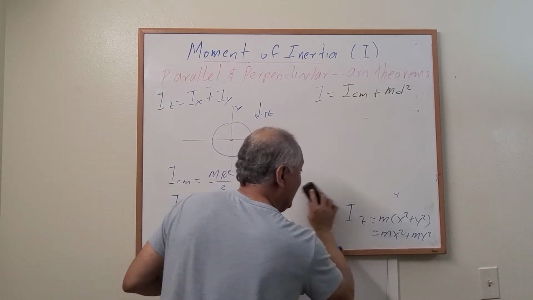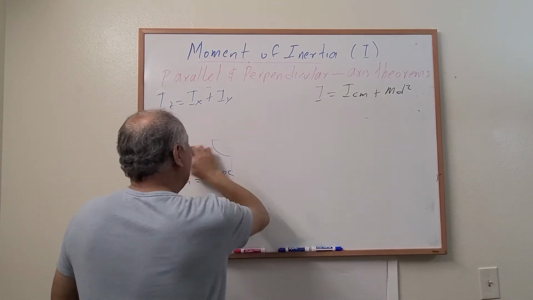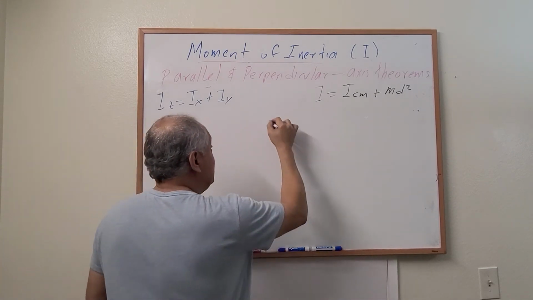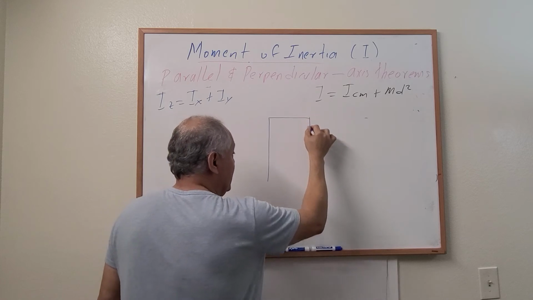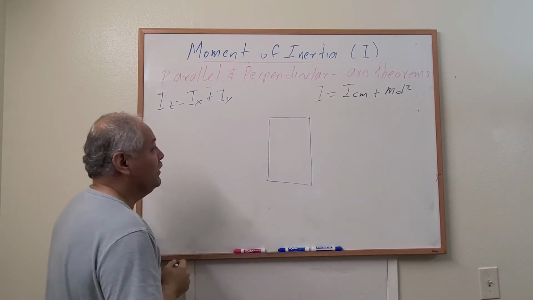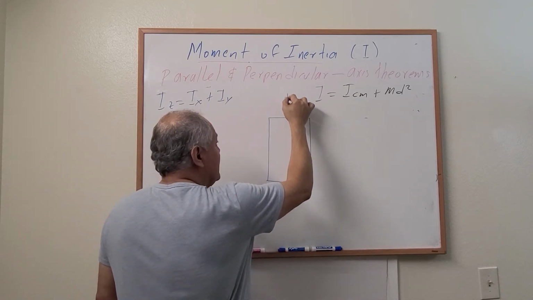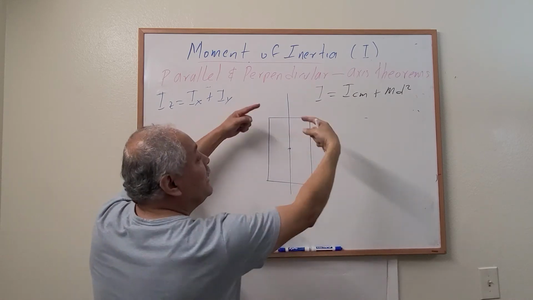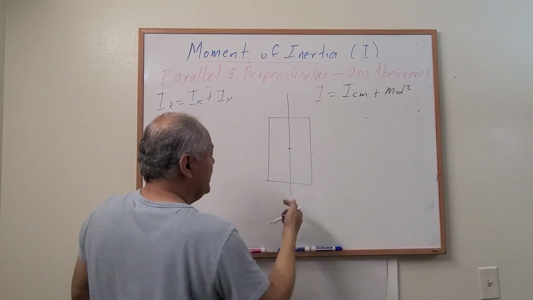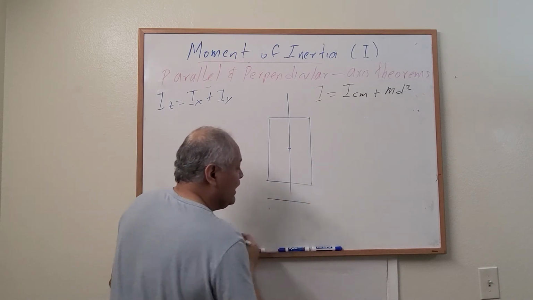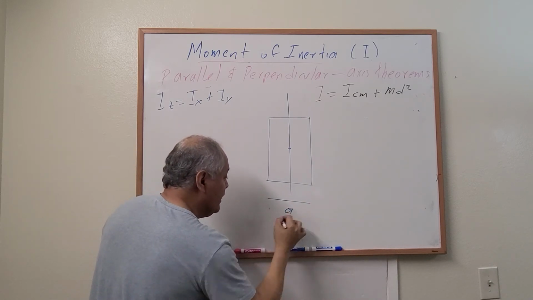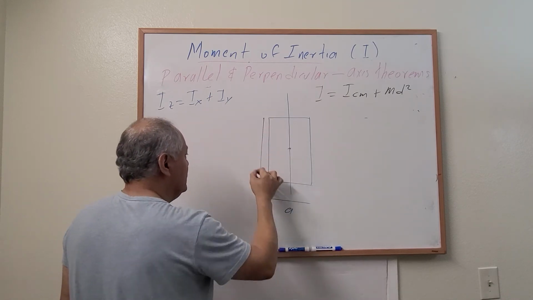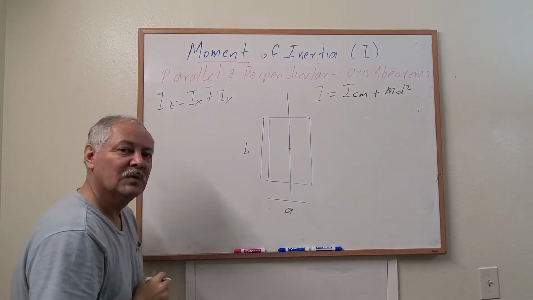Imagine that we have this surface, this area, like this. And this is rotating about the center of mass in this way, or in this way. Imagine that we label this distance A, and this distance B.